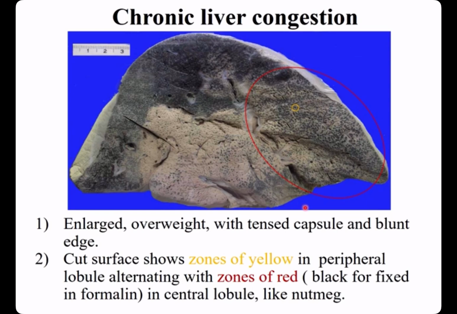Because of centrilobular congestion with hepatocyte necrosis, central veins are dilated and sinusoids are full of blood, shown on the cut surface in the central lobule as zones of red. However, in the peripheral lobule, hepatocytes undergo fatty degeneration, so on the cut surface, zones of yellow can be observed. Here is a representative area in one liver lobule, zones of yellow alternating with zones of red. Many hepatic lobules here have the same shape, so a nutmeg liver is formed.